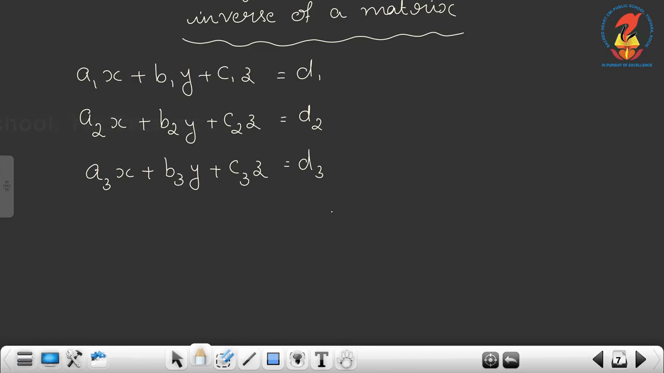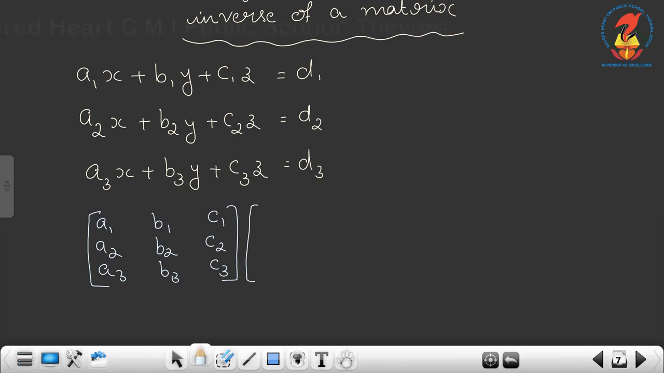So look here how to write. First I write a matrix, write the coefficients only, that is coefficient of x, y and z. So in the first row we have a1, then b1, then c1, next row a2, b2, c2, then last row a3, b3, c3. This is a 3 by 3 matrix.